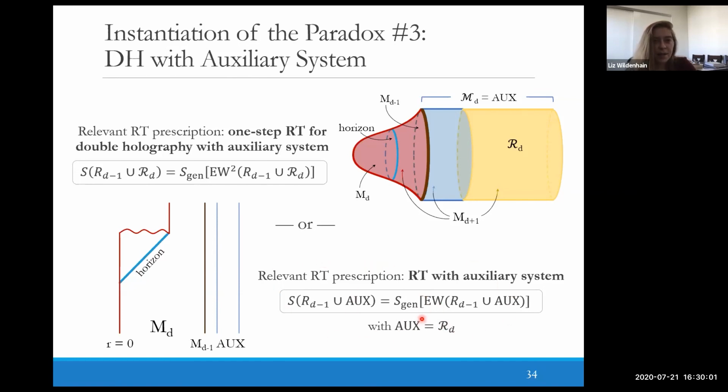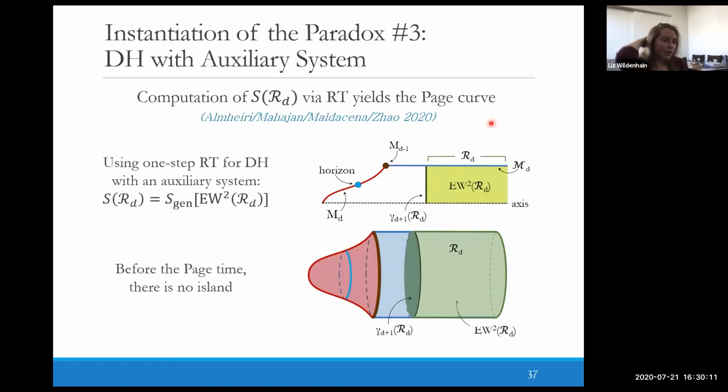And this calculation is basically the same reasoning as the second example, so I will focus on this first one here. And so we want to compute the entropy of this region, script RD, and we'll do so by using the one-step RT prescription for double holography with an auxiliary system, and that's along the lines of what this paper did. And if you do so, you find that the appropriate RT surface before the page time is one that extends across the bulk like this. And thus the doubly holographic entanglement wedge is this region in the cylinder.